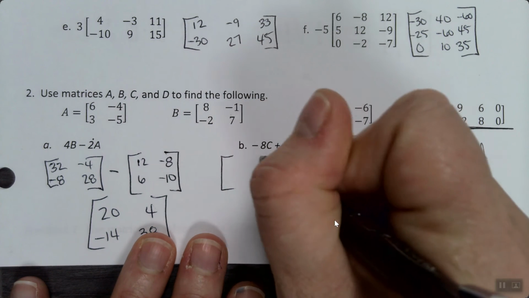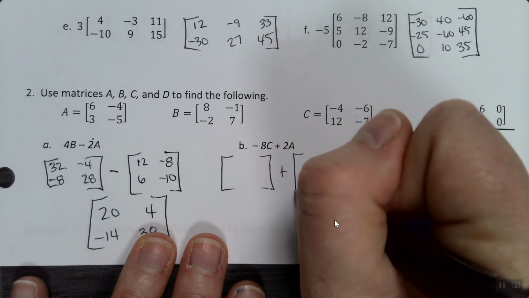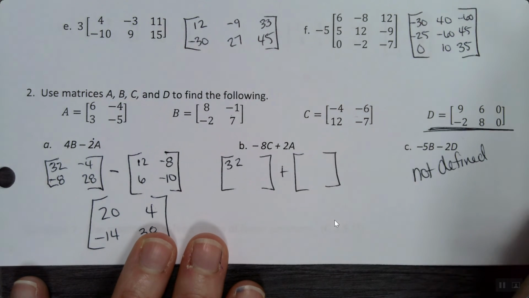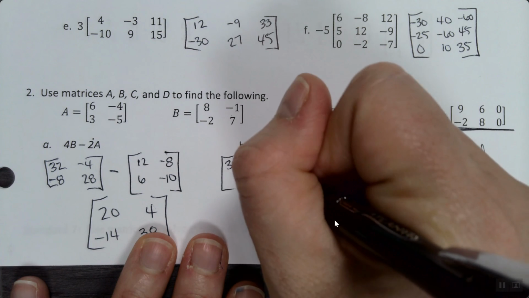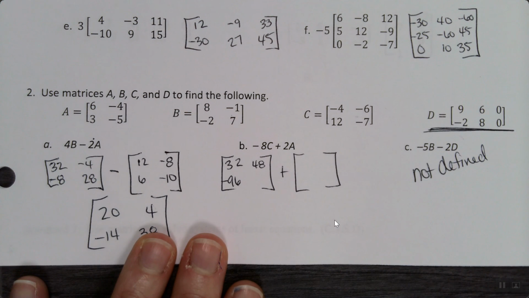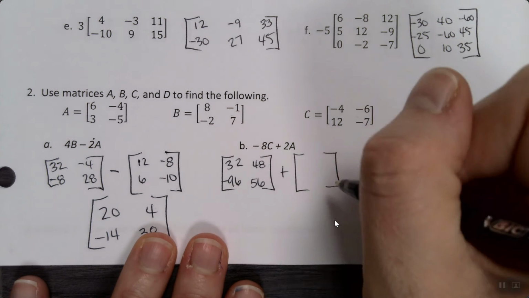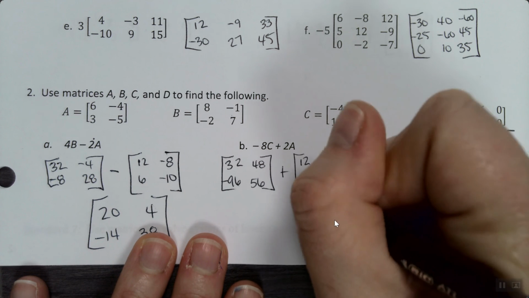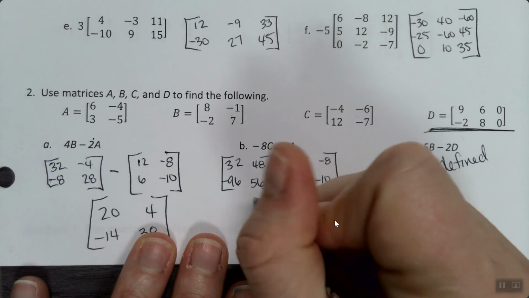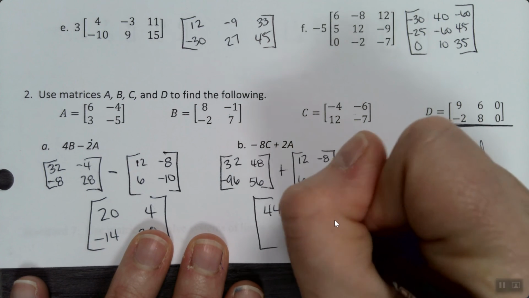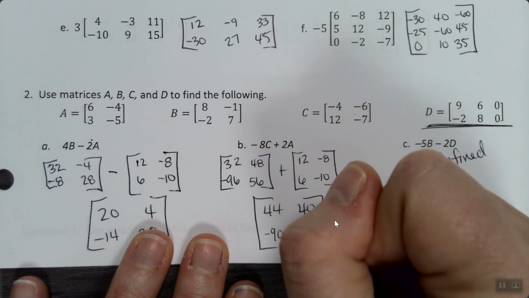Multiply first. So negative 8 times negative 4 is a positive 32. Negative 8 times negative 6 is 48. Negative 8 times 12 is a negative 96. Negative 8 times negative 7 is 56. And then 2 times A, which is this same matrix here, so I'm just going to write that one down. Otherwise I would perform the operations, and now I'm just going to combine the matrices. So I get 44, 40, negative 90, and 46.